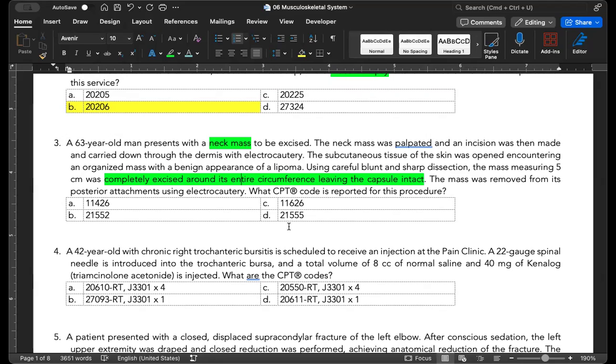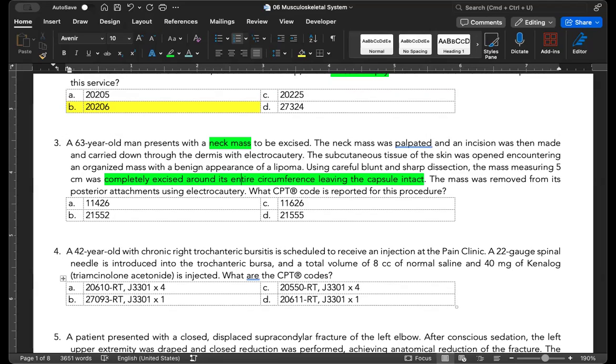Not necessarily the size. Yeah, so Myra's right. The subcutaneous versus subfascial. So that's going to tell us whether we need to choose bubble 21555 or the bubble for 21556. So in this instance, did we do a subcutaneous or did we do a subfascial excision? So how deep did we go to remove the mass? Yep.